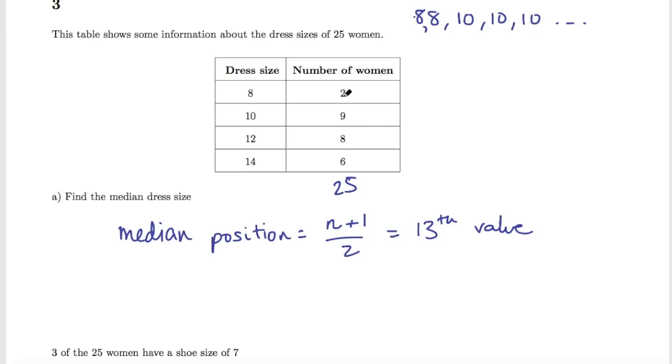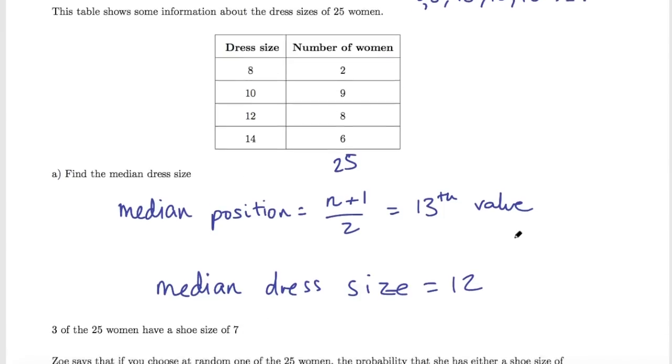And if we count up, starting at the start of the table, if we count up from here. So we go 2 women and then plus 9, so that's 11. So the 13th woman, or the 13th value, will be in this row here of the dress size of 12. So the median position is the 13th value, and the median dress size is going to be 12. I know that can sometimes be a confusing concept, but hopefully that made sense.